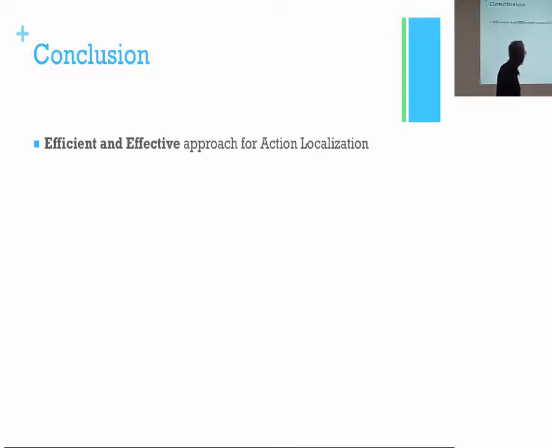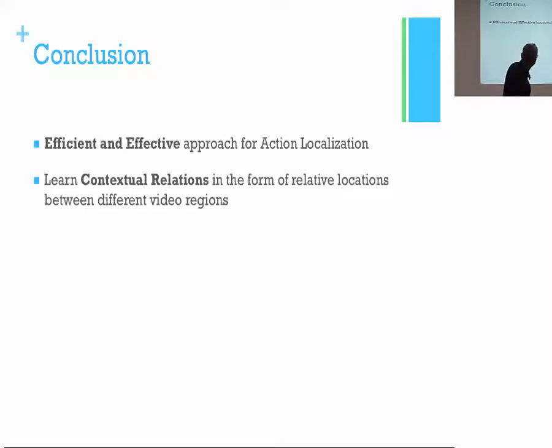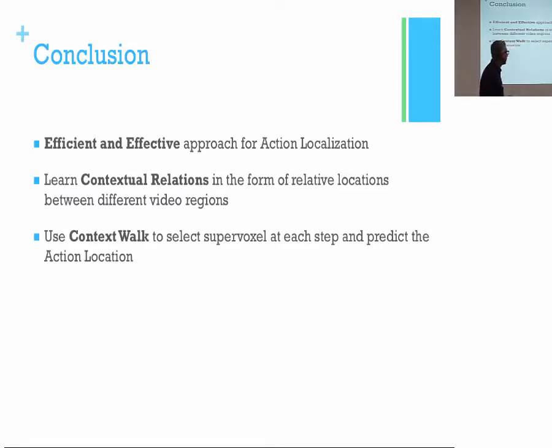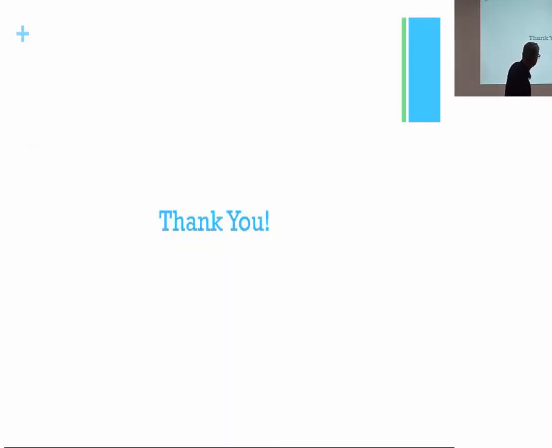To conclude, we provide an efficient and effective way to localize actions. We use contextual relations in the form of 3D displacement vectors to learn the relations between background and foreground, as well as within the foreground region. And finally, we use context walk to get to our action in a faster manner, to predict in a better way. All right. Thank you.